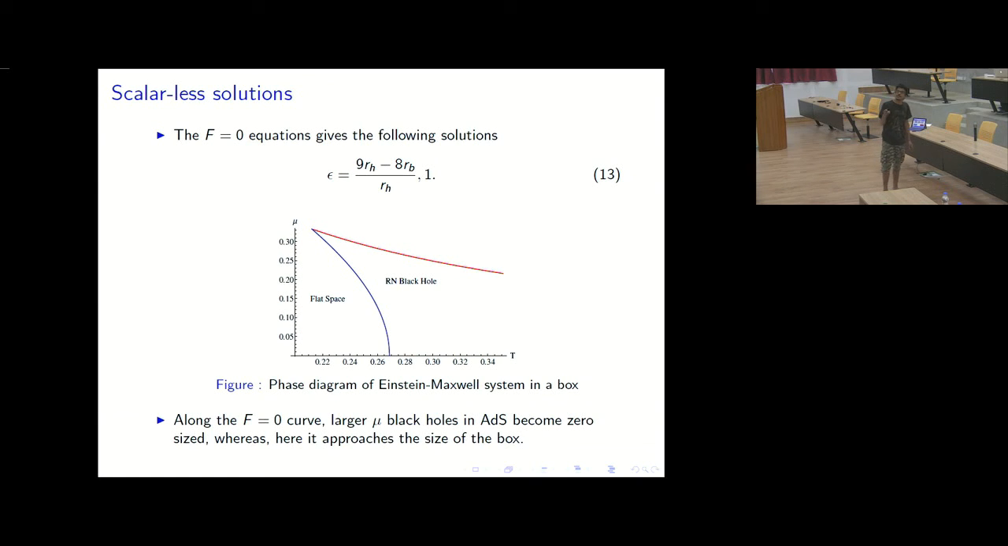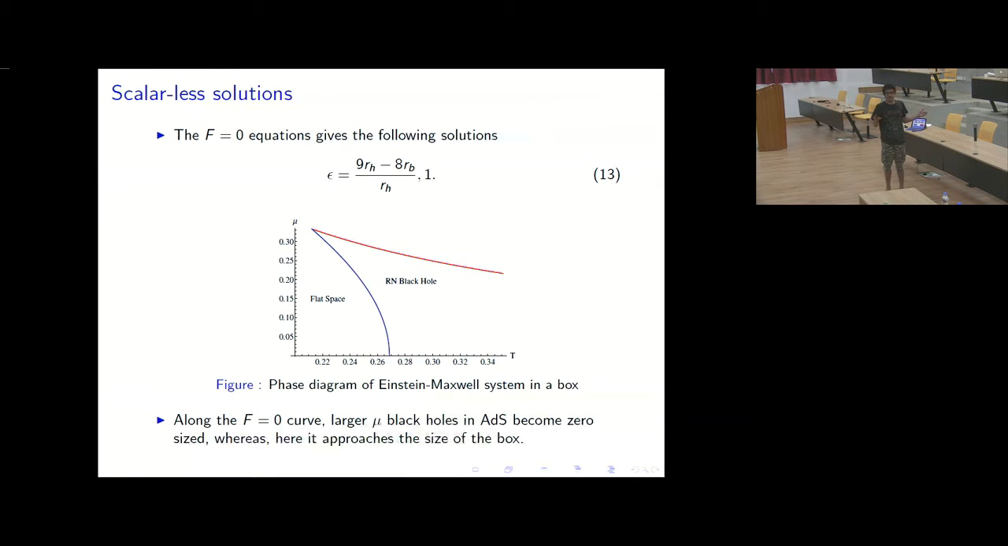If you look at the phase diagram, it looks different from the global AdS case, where it went up to 0, and at T equals 0 the black hole size was also going to 0. Here you start from the Schwarzschild, which has R_H equals 8/9, and as you keep going higher and higher in mu, the black hole also becomes bigger, not asymptotically.